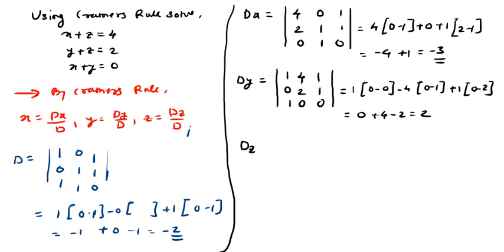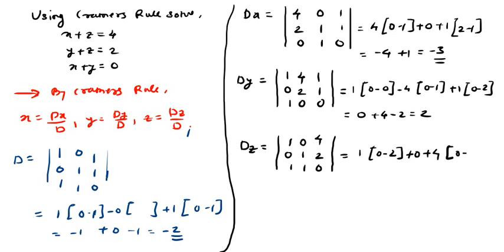Similarly, we can calculate dz. It is again the determinant, but instead of the coefficients of z, we will write d1, d2, d3, and the remaining columns will be as they are, 0 1 1. So this will be 1 into 0 minus 2 plus 0 for the second term, plus 4 into 0 minus 1, so this will be minus 2 plus 0 minus 4, which is minus 6. So we got the values for dx, dy and dz.